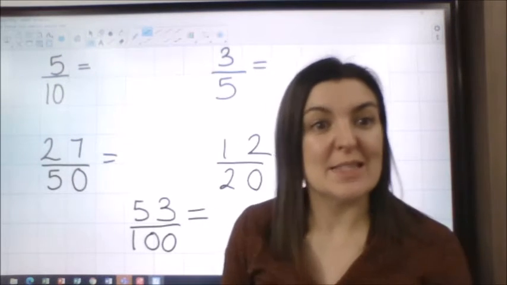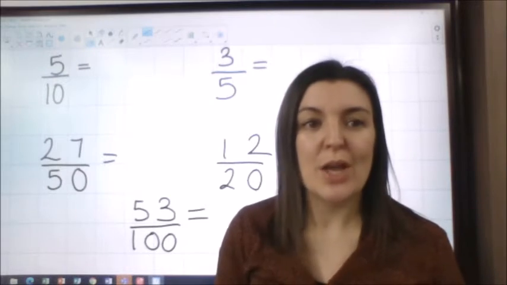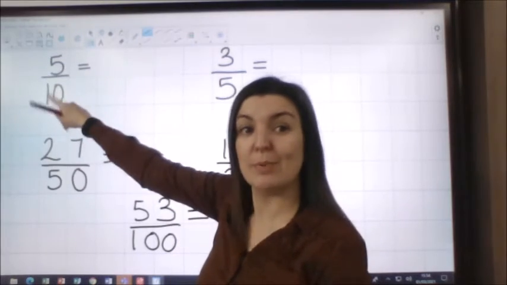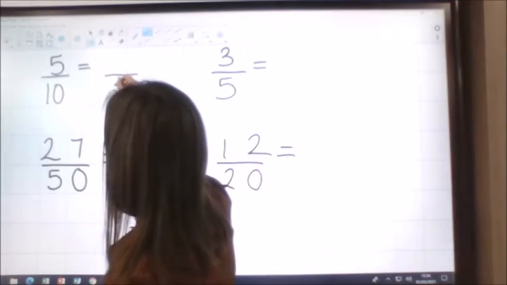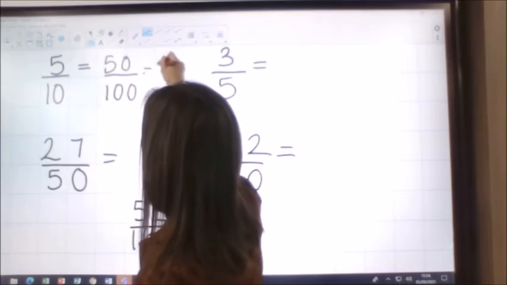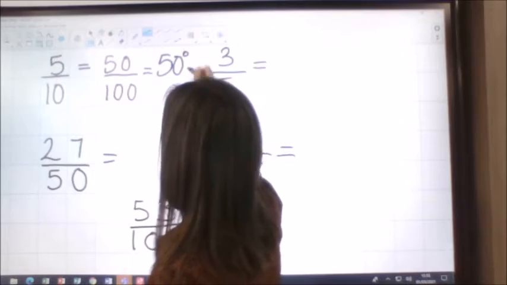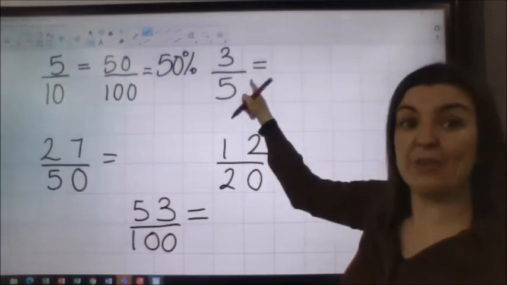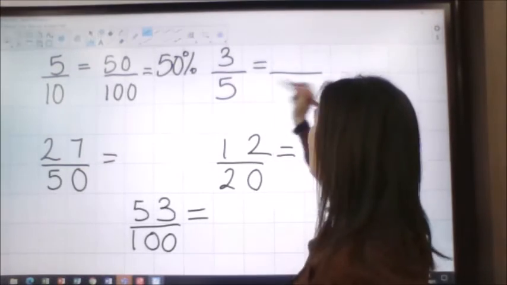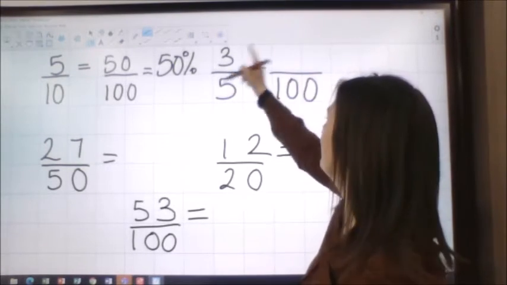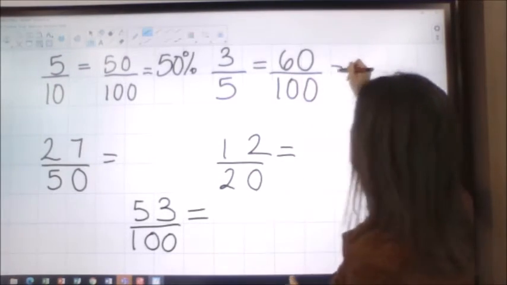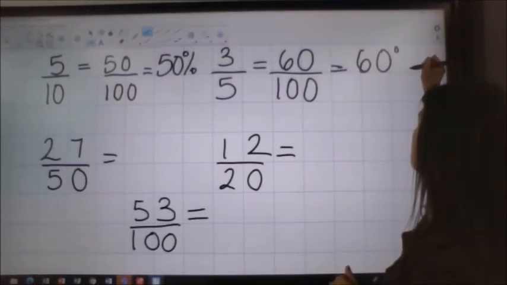Okay, so let's have a little look at these ones. So I'm going to have a look at this one first. So because it's 10, I can multiply it by 10 and that would give me 100. And 5 times 10 is 50. So that one should be 50%. Okay, 5 then. So I'd have to multiply them both by 20. So 5 times 20 is 100. 3 times 20, so 3 times 2 is 6. Put my 0 back on, and that one would be 60%.